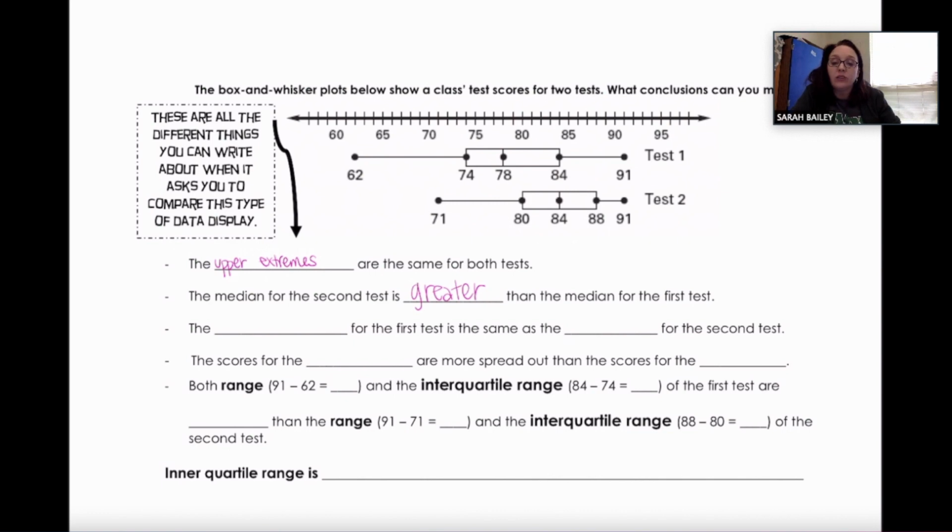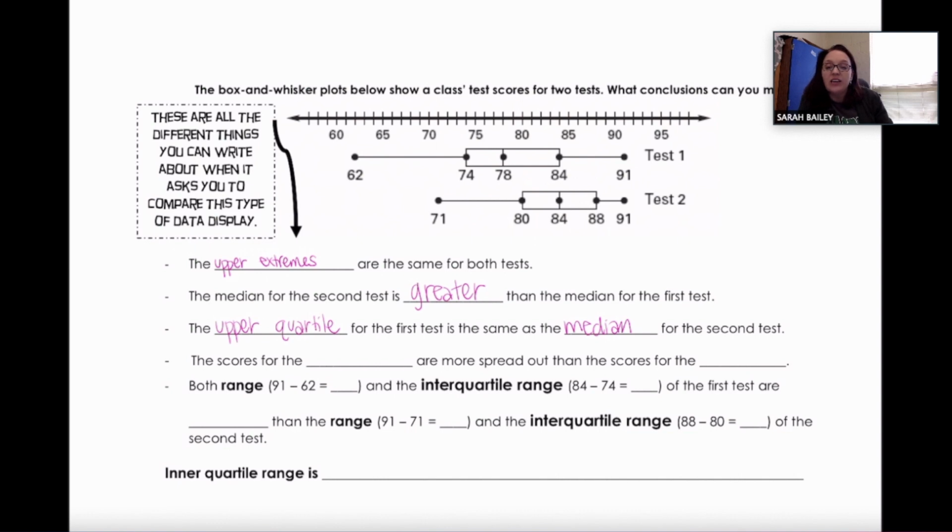Okay. The next one says the blank for the first test is the same as the blank for the second test. Well, one of the things I'm seeing right here is they both have 84s, but in the first test, that 84 is the upper quartile. In test number 2, it's the median. So the upper quartile for the first test is the same as the median, we said, for the second test.